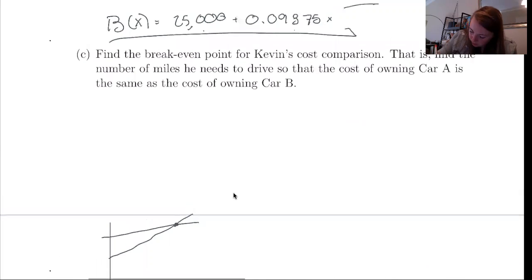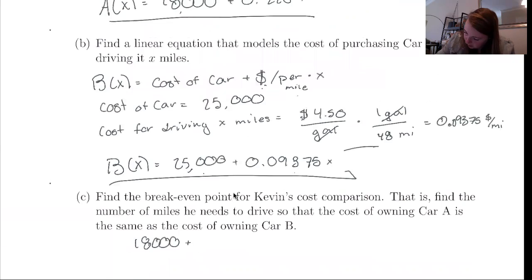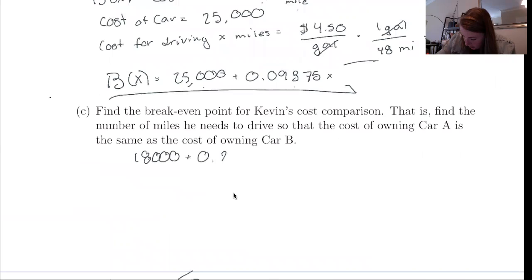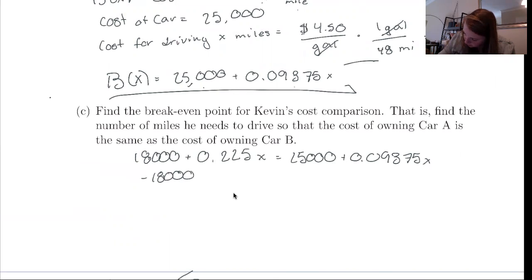Right. So we do 18,000 plus 0.225x equals 25,000 plus 0.09375x. Okay, let's subtract 18,000. And then we'll subtract 0.09375x from both sides.